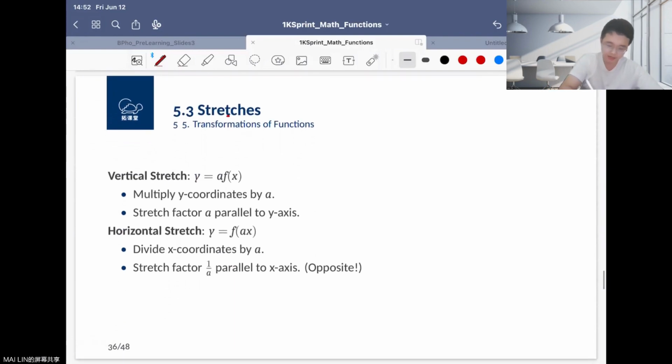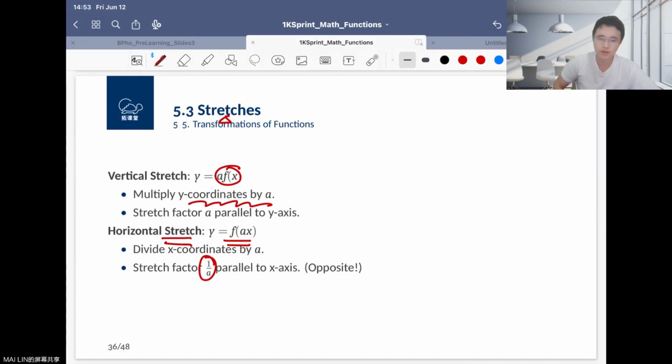And the second transformation is called stretches. The first is vertical stretch. Here we have a basic function times a, that is a times f(x). It means multiplying the y coordinate by a. We can also say it is a stretch by a factor of a parallel to the y-axis. The second is called horizontal stretch. When we use f(ax), that means dividing the x coordinate by a, or you can say the stretch factor is 1 over a.